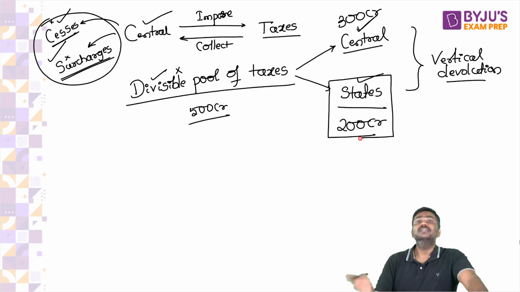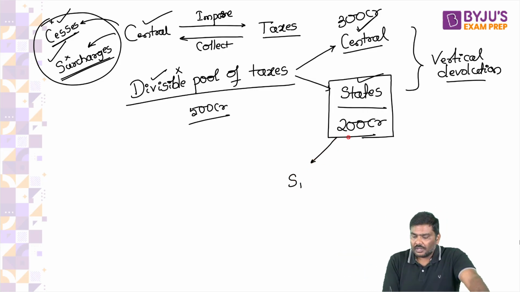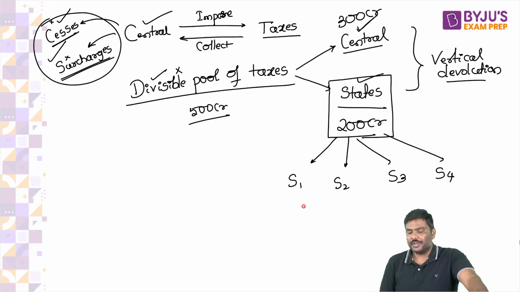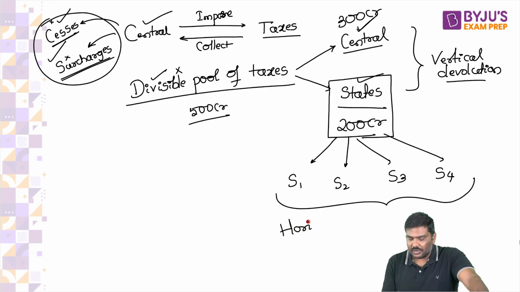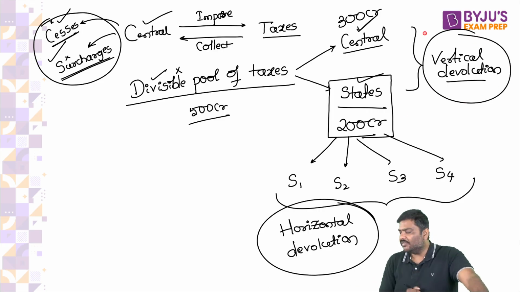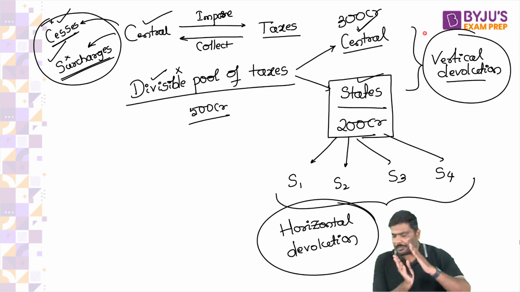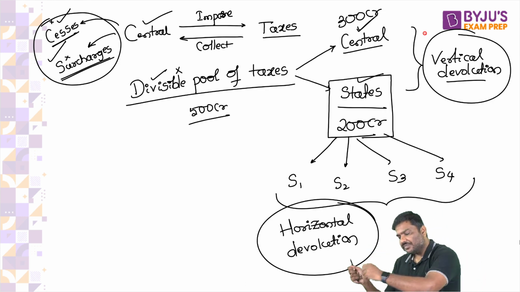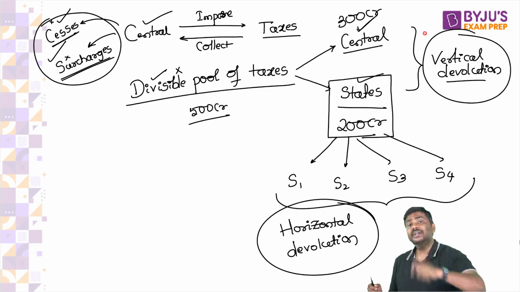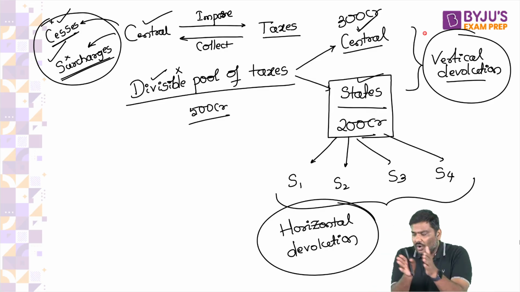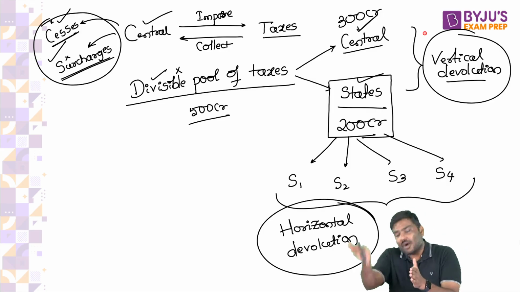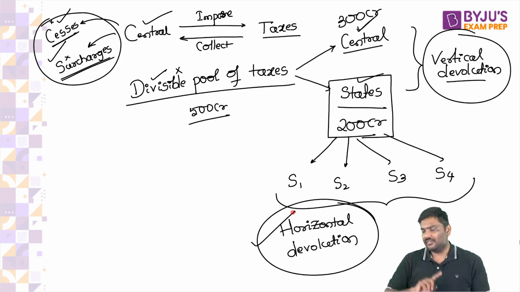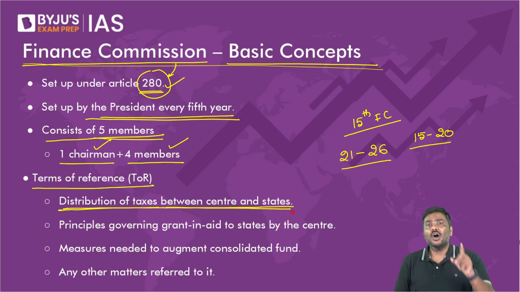Now there is one more formula which will recommend how these 200 crore will be distributed. This is called horizontal devolution. Done? Any difficulty in understanding what is vertical devolution and what is horizontal devolution? From the divisible pool of taxes, how much should go to the states and how much to the center, that is called vertical devolution. Now, how much has gone to the states? How will you distribute it amongst the states? That is called horizontal devolution. So the vertical devolution formula and the horizontal devolution formula are both recommended by the Finance Commission.